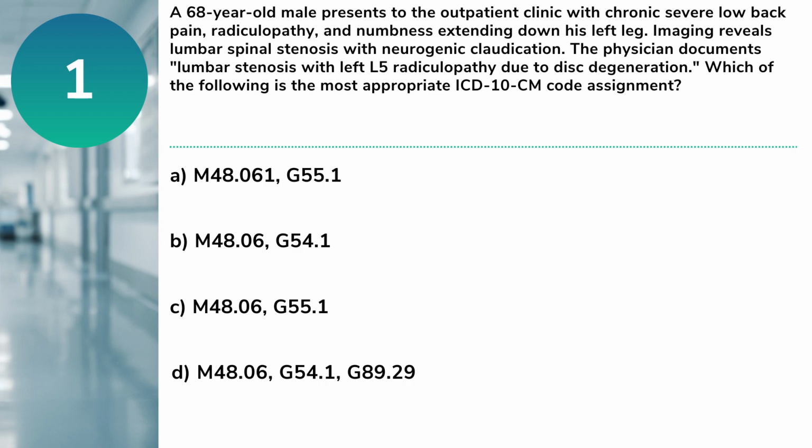Question 1. A 68-year-old male presents to the outpatient clinic with chronic severe low back pain, radiculopathy, and numbness extending down his left leg. Imaging reveals lumbar spinal stenosis with neurogenic claudication. The physician documents lumbar stenosis with left L5 radiculopathy due to disc degeneration. Which of the following is the most appropriate ICD-10-CM code assignment?